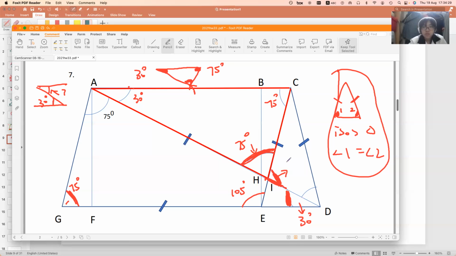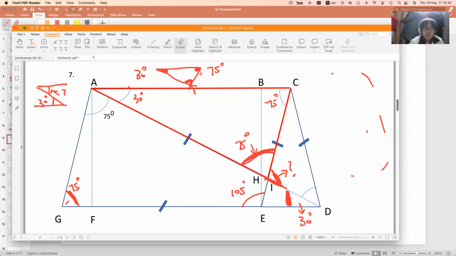How do you find this one now? This is 75. How do you find this one? 180 minus 75. So what is that? 105. Okay, so this is 105. So looks like we found most of the answers. So this is 105, right?